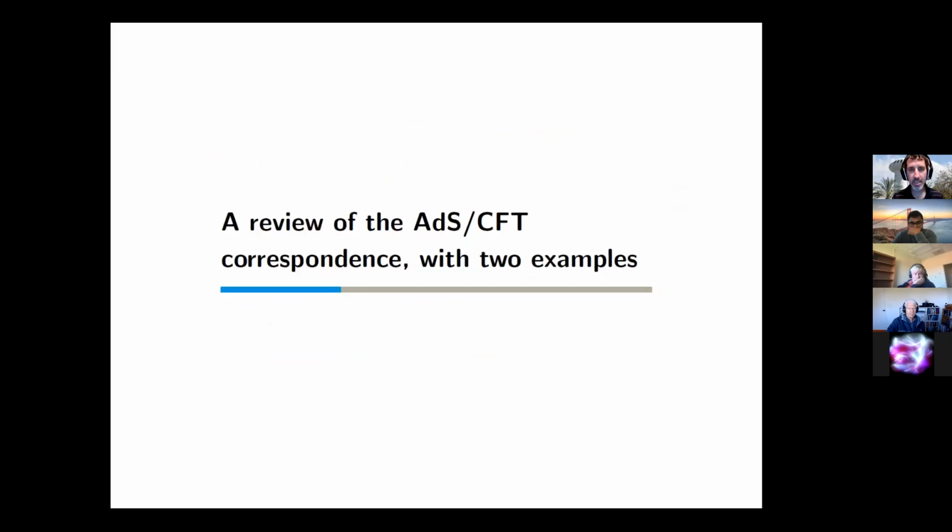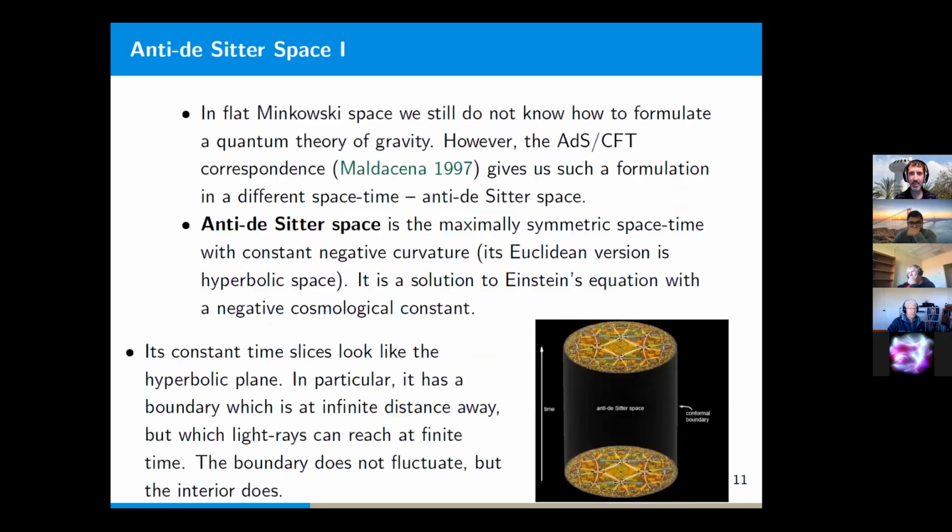Okay. So in the next part of the talk, I'll review the AdS/CFT correspondence. So even though in flat Minkowski space, we do not yet know how to formulate a quantum theory of gravity, the AdS/CFT correspondence found almost 25 years ago does tell us how we can formulate such a theory in a different spacetime, namely anti-de Sitter space. So anti-de Sitter space is the maximally symmetric spacetime that has a constant negative curvature, just like the maximally symmetric spacetime with 0 curvature is Minkowski space, and with positive curvature, it's de Sitter space.